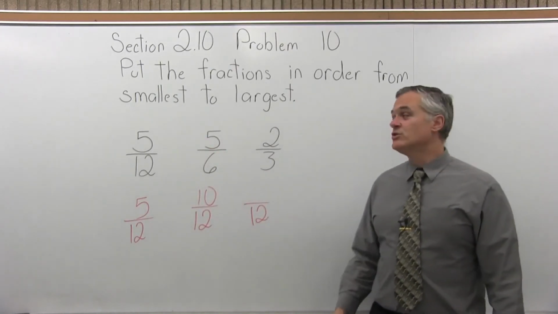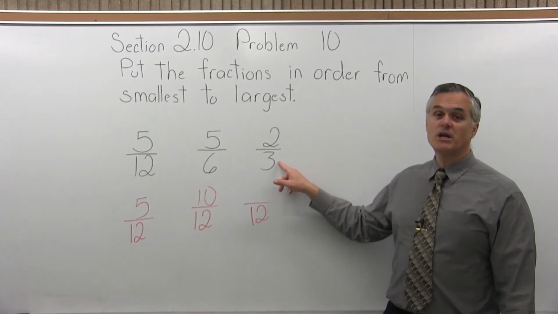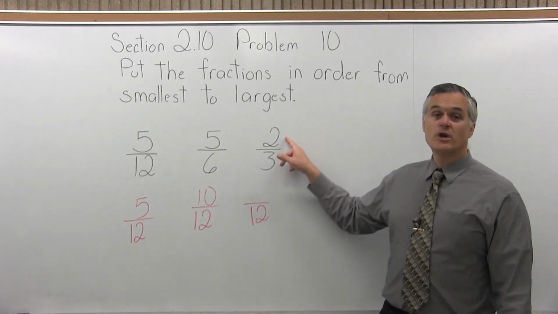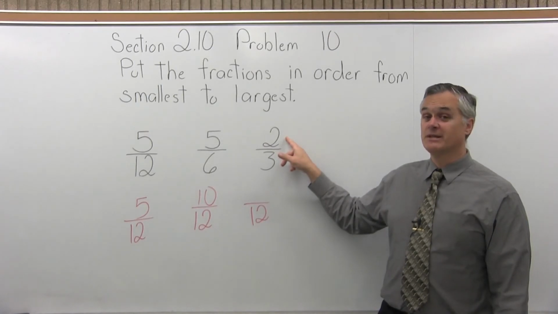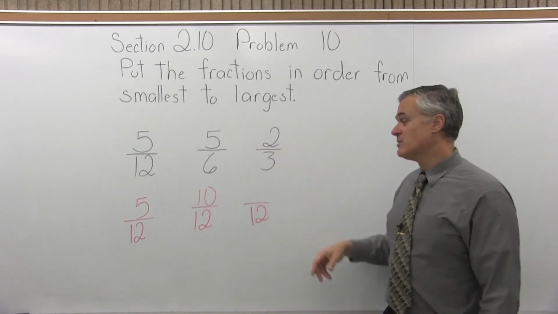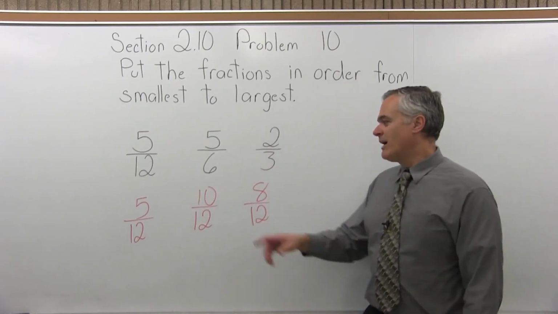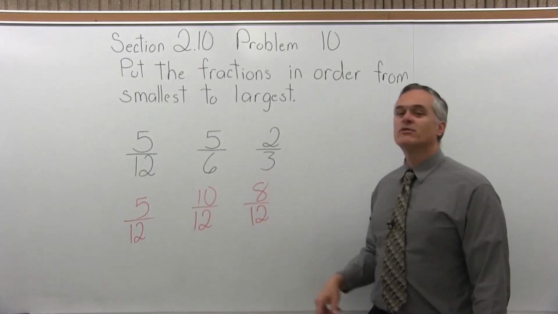And the last fraction, 2/3. So I multiplied the denominator of 3 times 4 in order to make it 12. So the numerator of 2 would also be multiplied times 4. 2 times 4 is 8. Now I have 5 over 12, 10 over 12, 8 over 12.